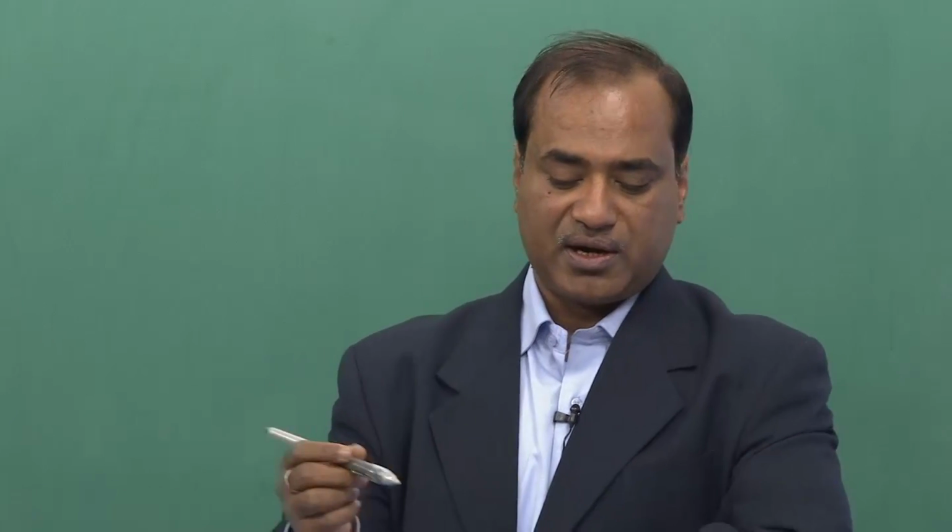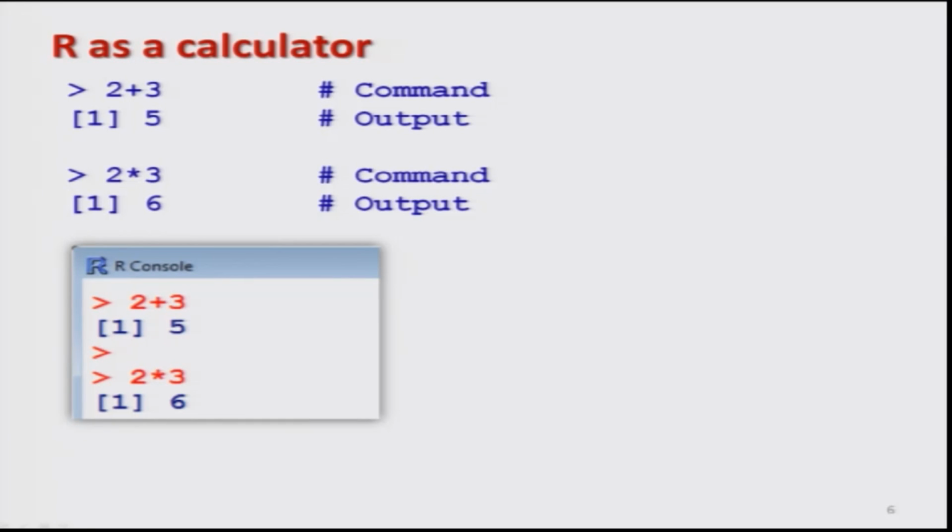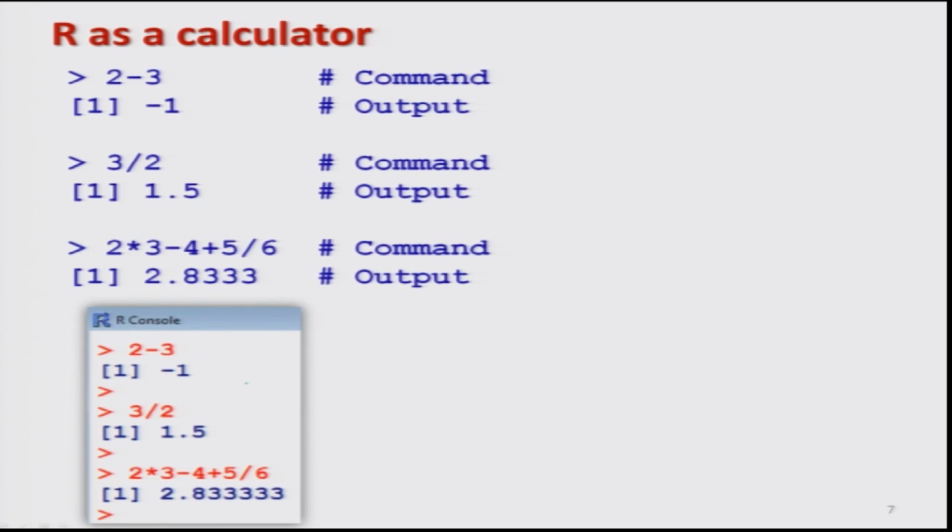For example, when I want to do addition, I simply try to do 2 plus 3, and this will give me the value 5. Similarly, if I want to multiply 2 and 3, I will say 2 star 3. Star is the sign of multiplication, and this is the same sign that is available on any simple calculator also. And you can see here I have given the screenshot of 2 plus 3 and 2 into 3. I will try to show you also.